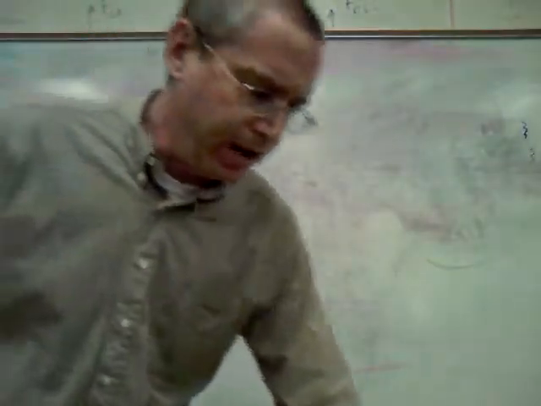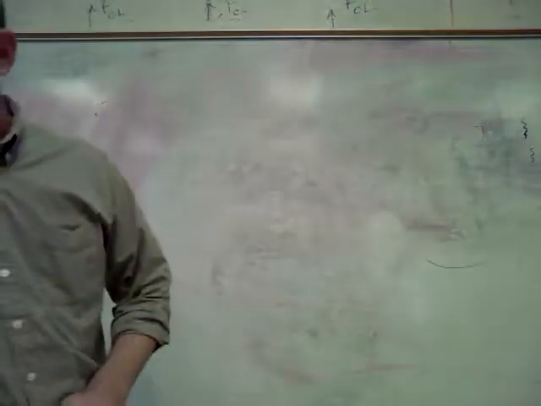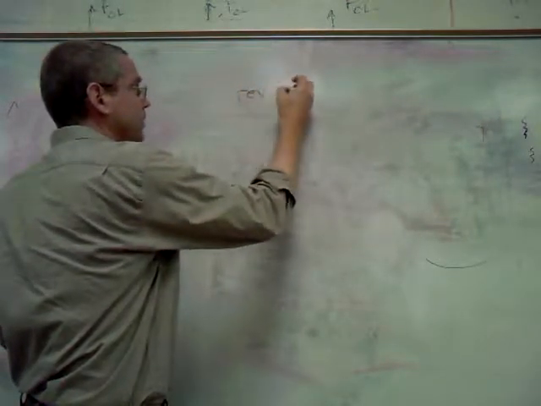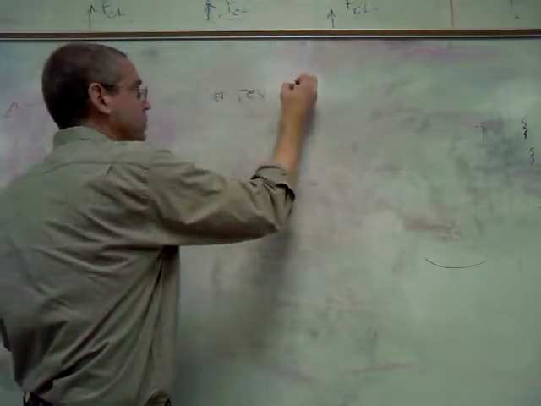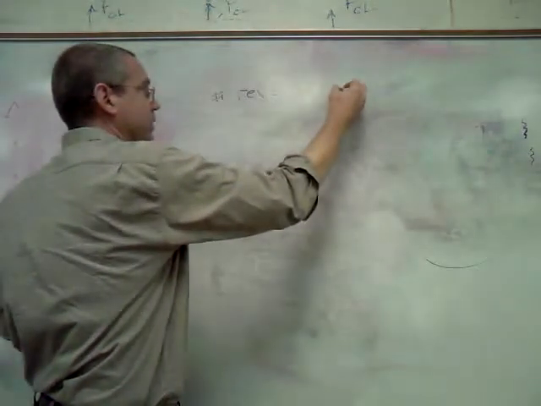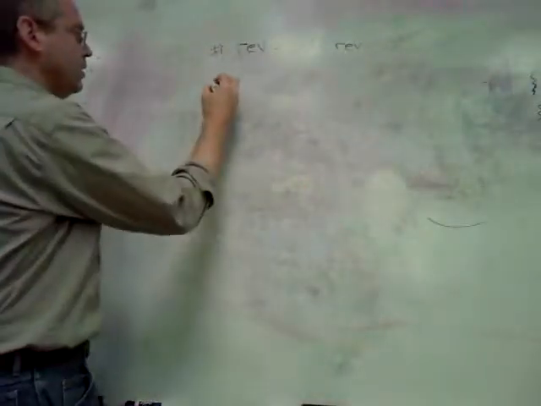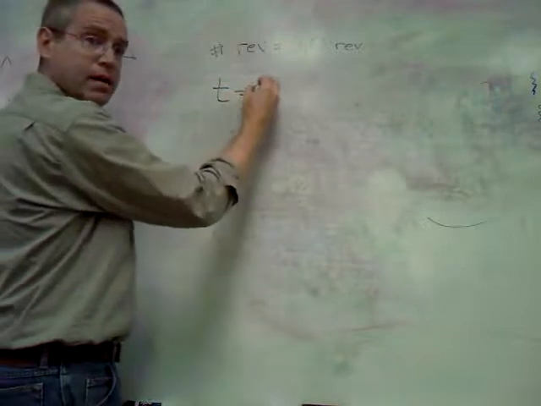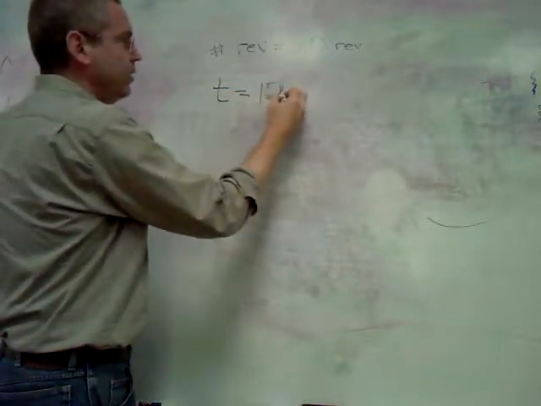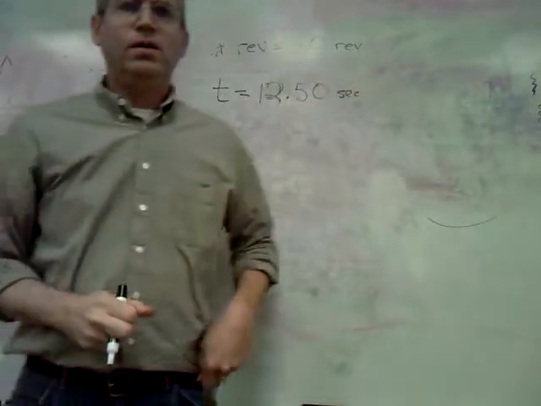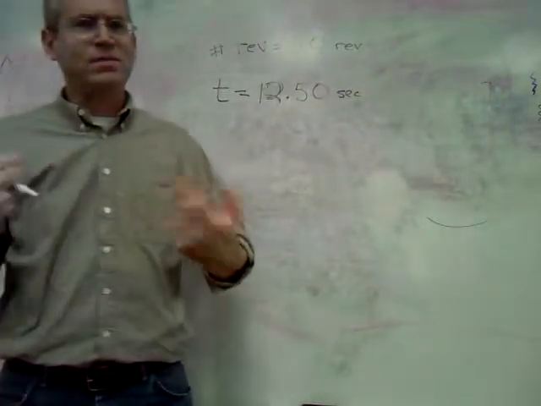All right, it's time to do the analysis. That was 12.5 seconds for 20 revolutions. So number of revolutions, 20 revolutions. The time, the time, 12.50 seconds. And so I need to figure out how fast was that thing spinning.